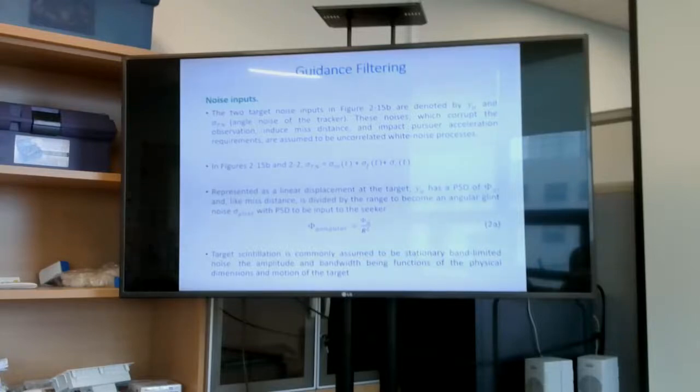So suppose there are two noises. Number one is the glint noise of the target. Glint noise is represented by YG, with a power density spectrum of psi g.